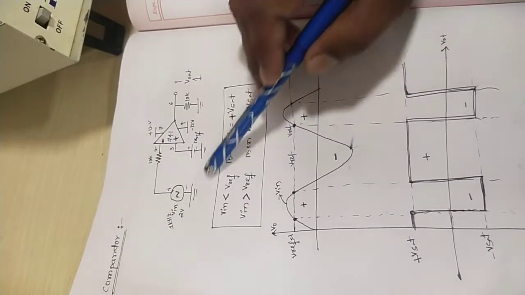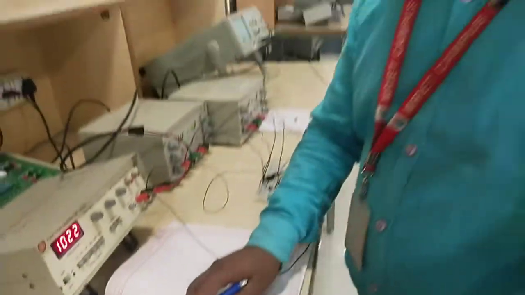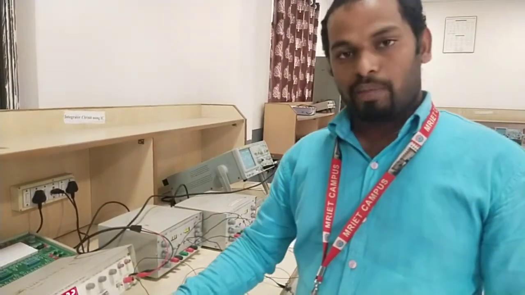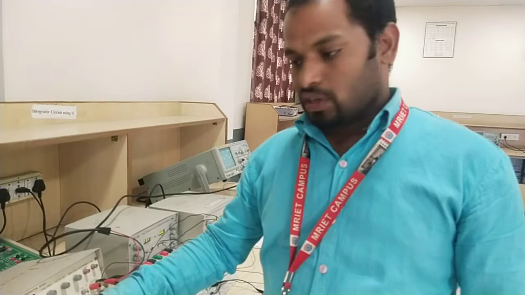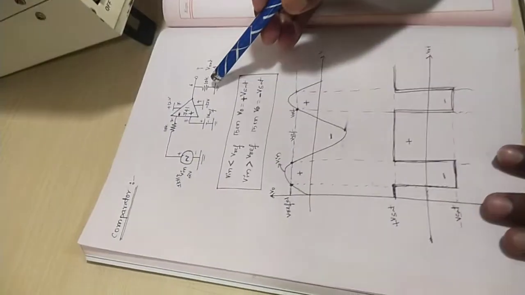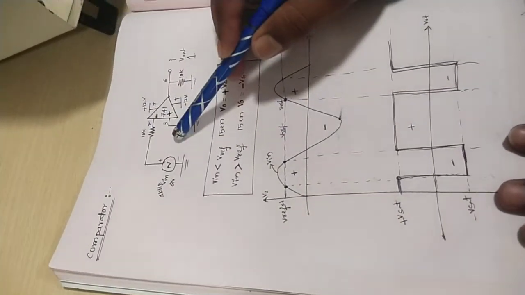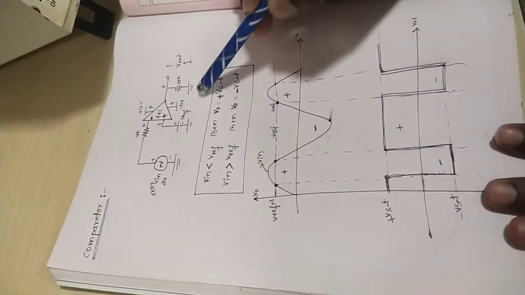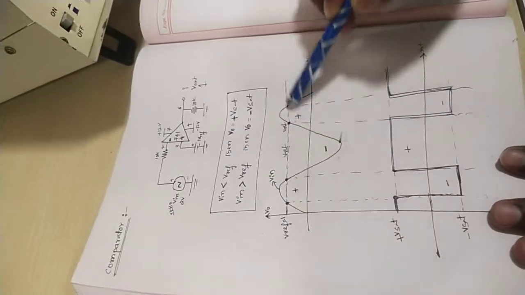What is meant by comparator? A comparator is nothing but a circuit that compares two input signals. In our practical, we are taking an AC signal and a constant DC supply of 1 volt, and comparing them at the input side. In order to compare the input signals, we have to take these two conditions.